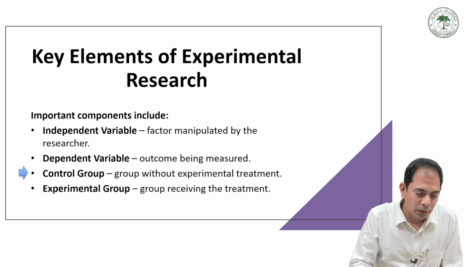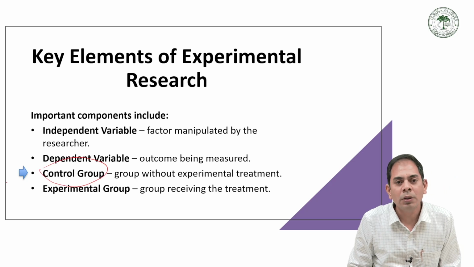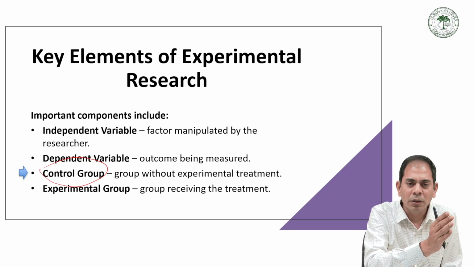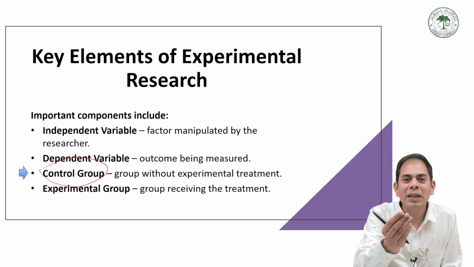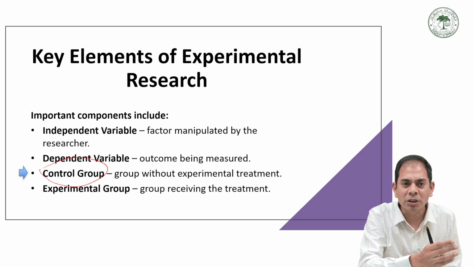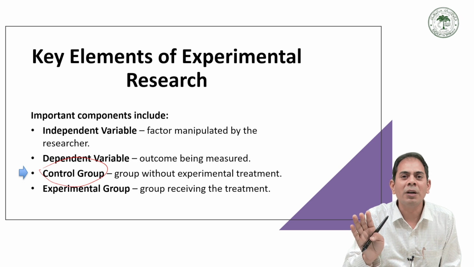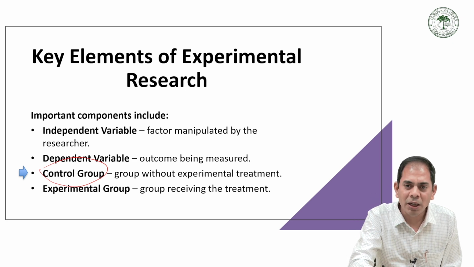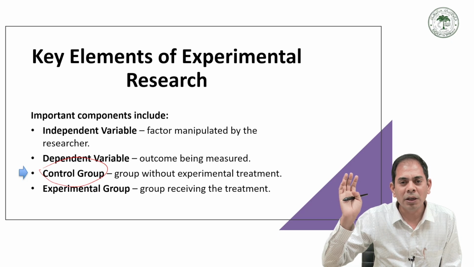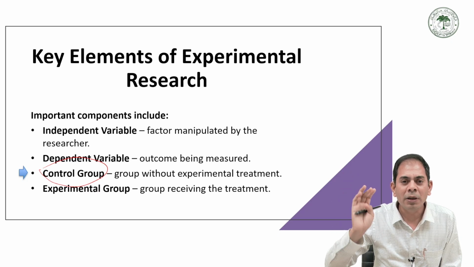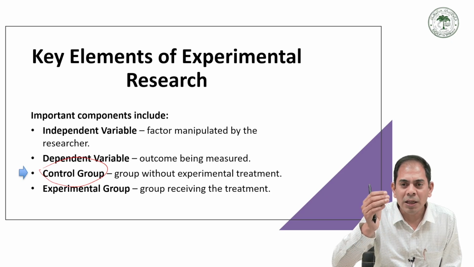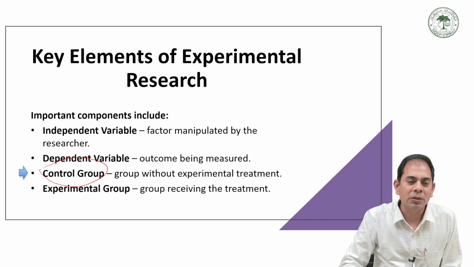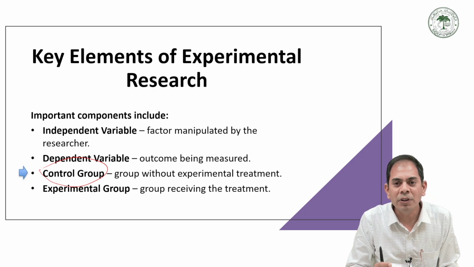Next is the control group. The third element is the control group. We divide the participants into an experimental group and a control group. So what exactly is the control group in experimental research? This group does not receive any experimental treatment. We just take the baseline data. After the experiment, we collect the post-experiment data, but we do not provide any kind of treatment to this group, and it is used for comparison. It helps us to understand what will happen without any intervention.